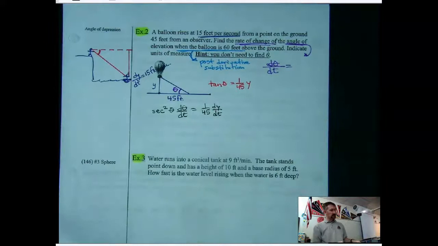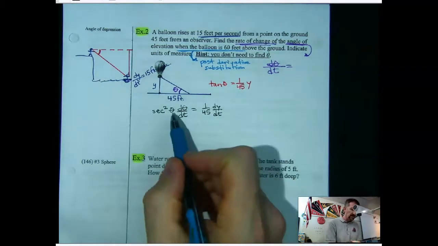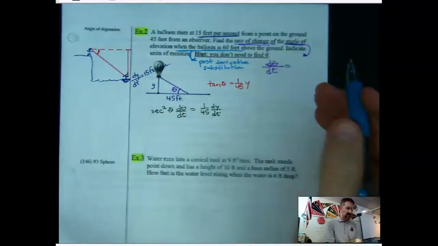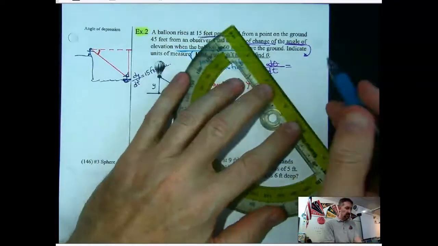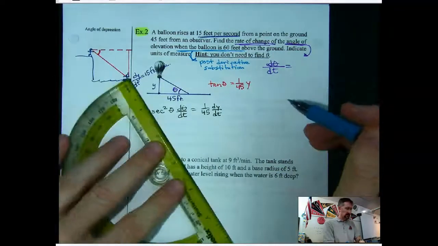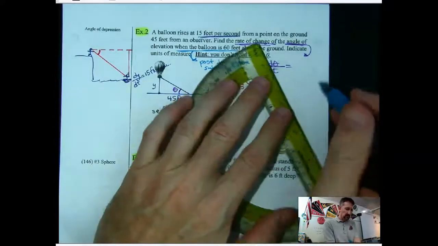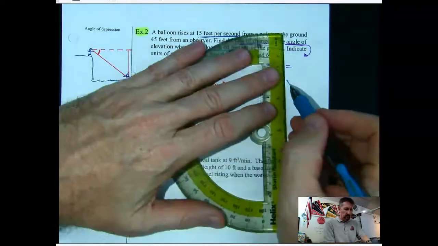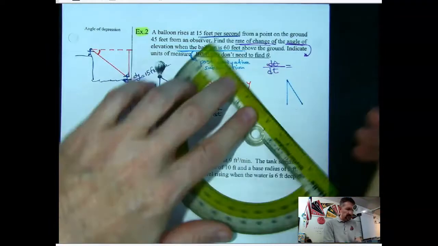Alright? So there must be some things that we can plug in here. The angle, it says we don't have to find the angle. So if we don't have to find the angle, then the question is, what's the secant of theta? So if we draw this triangle over here, it would be something like this.